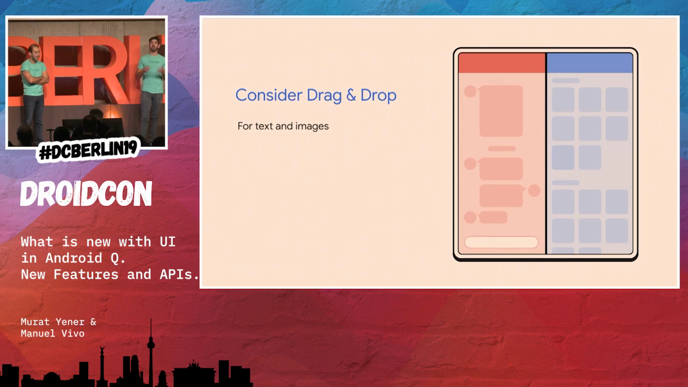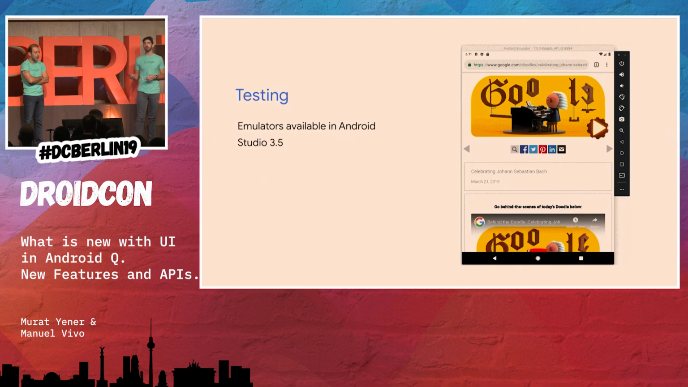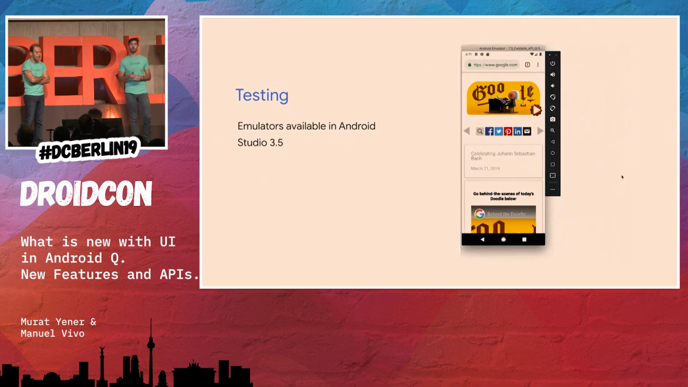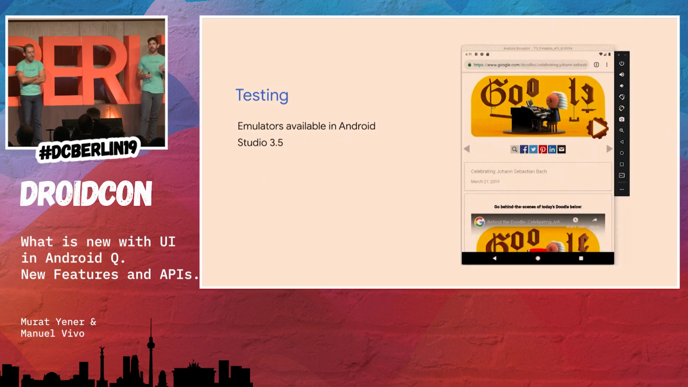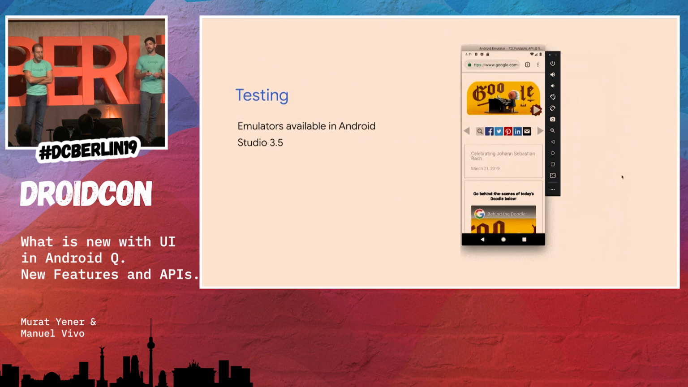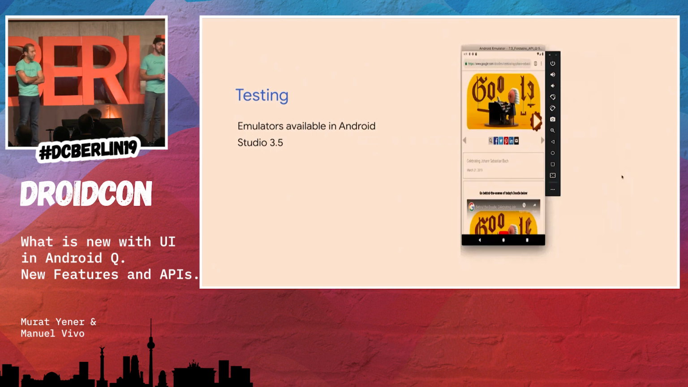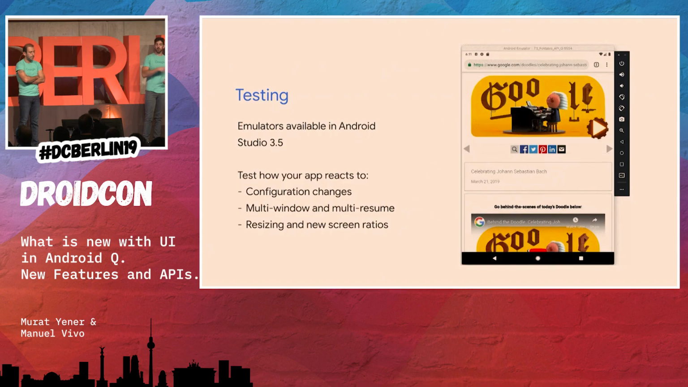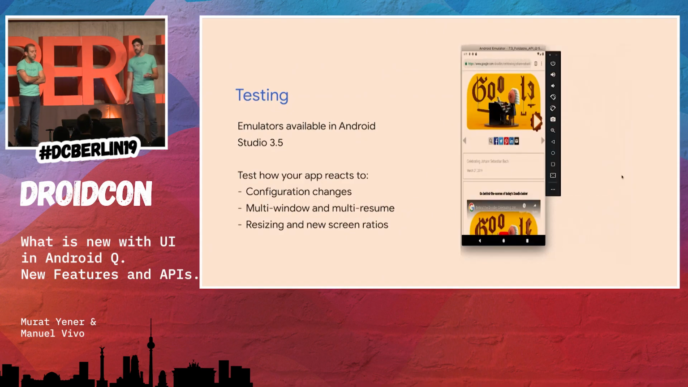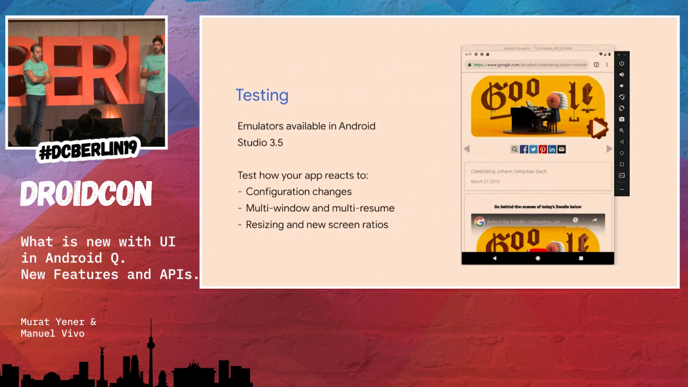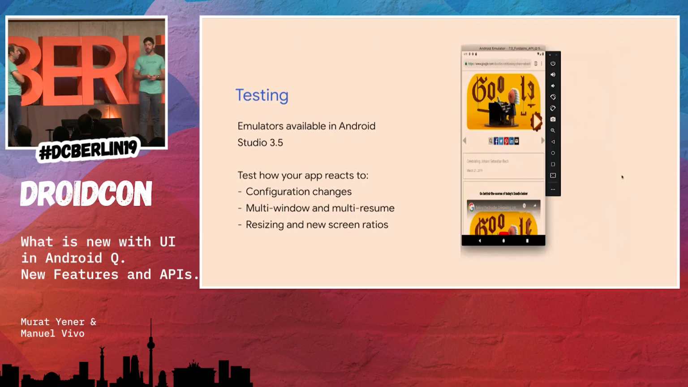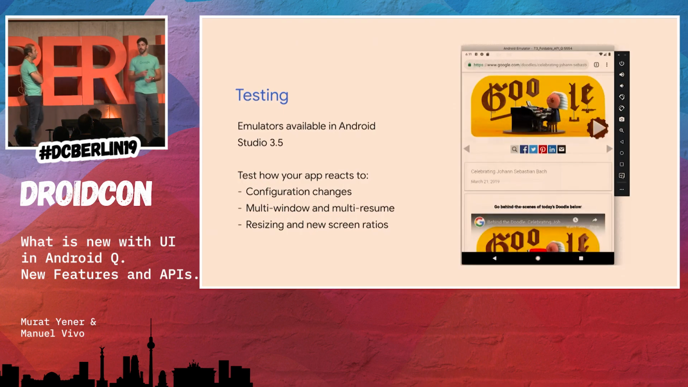How can you test all of this? So we added support for foldable emulators in Android Studio 3.5. And we added 2 images with 2 different screen sizes, 7.3 inch and 8 inch foldable emulators. And you have to test how your app reacts to, as we said, configuration changes. You might be already doing this. Multi-window and multi-resume, this is pretty important. And the new screen ratios.